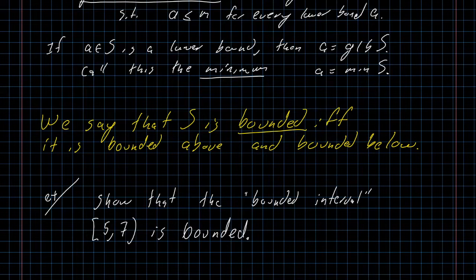When we started talking about interval notation much earlier in the course, we described some intervals as bounded and other intervals as unbounded. Now that we have a definition, let's make sure that we actually got something that makes sense. I claim here that the bounded interval from 5 to 7 is in fact bounded.